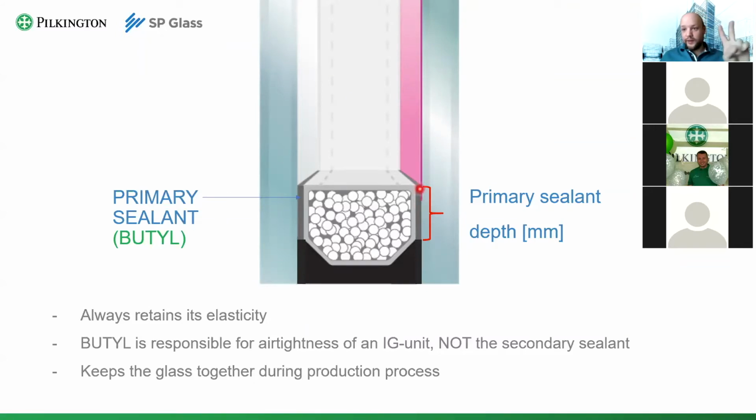Primary sealant has to have two basic functions. It has to be always elastic and not solidify like a secondary sealant. Why is that so important? Because during the lifetime, an IG unit always breathes, so to speak. The glass is constantly moving, albeit very slowly, because the IG unit is made this way.